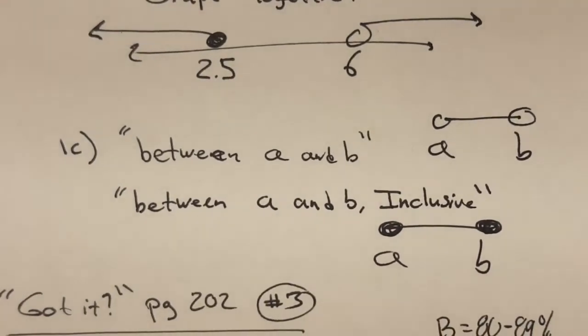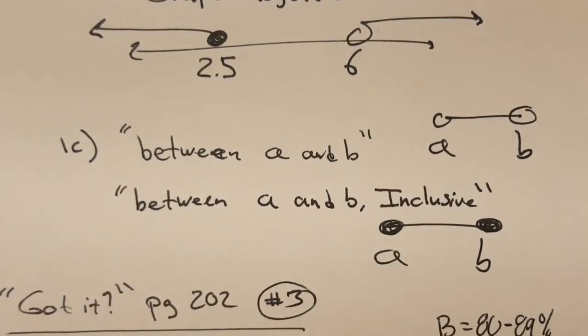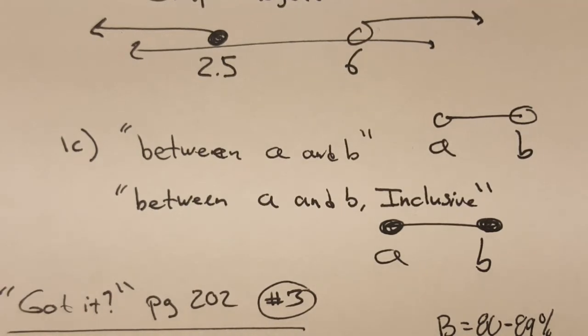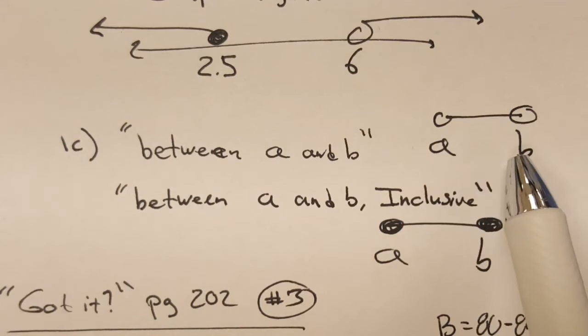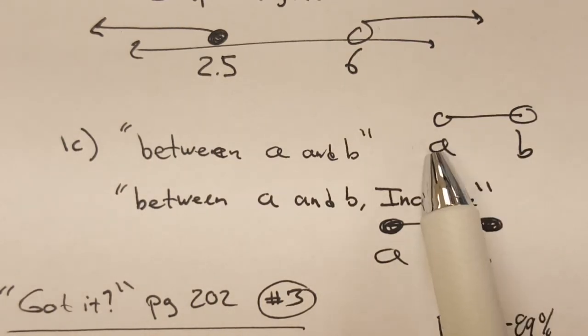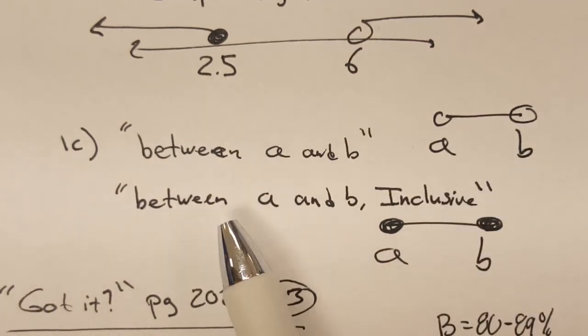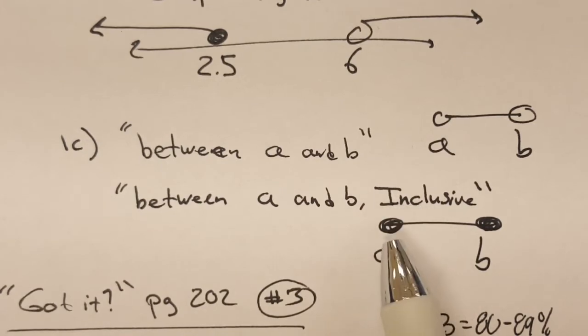1C, what's the difference when it says between A and B and then it says between A and B inclusive? Well, if it says between A and B, you do not include A and B. It's between A and B. But if it's between A and B and then it says inclusive, then you, well, include A and B. So don't think too hard about that one.